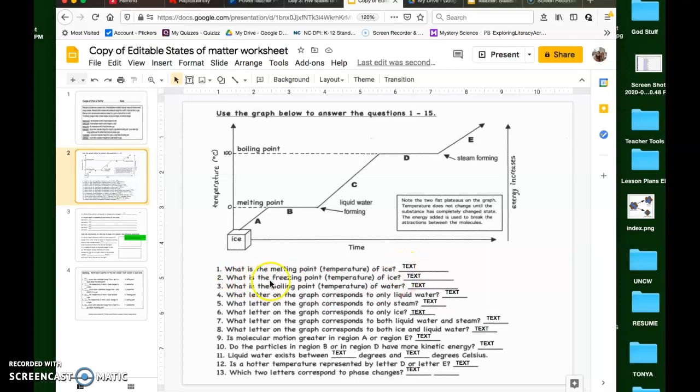Number 2 asks you, what is the freezing point temperature of ice? Freezing point is not labeled, but if my melting point is 0, where it melts, what do you think my freezing point is? Hopefully you were able to identify that it melts at 0, but it also freezes at 0. So 0 is my freezing point. What is the boiling point? So you're going to find boiling point on the graph.